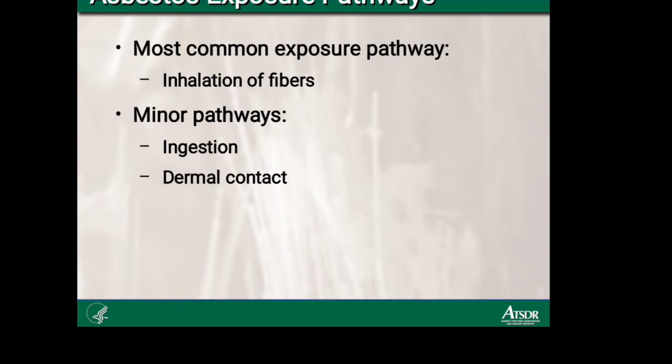Asbestos exposure pathways. What are the pathways that lead to toxicity or cancer? So the most common exposure pathway is inhalation. That means through your airways, through your breathing mechanism. And other minor pathways are ingestion and dermal contact. Ingestion means it can be ingested. It can cause toxicity through your esophagus, or through dermal contact.